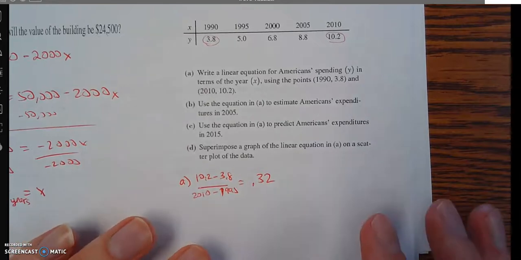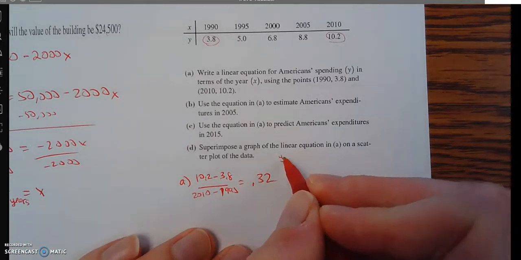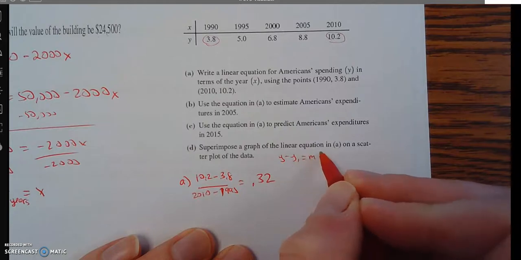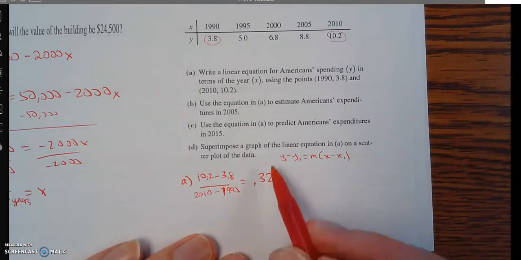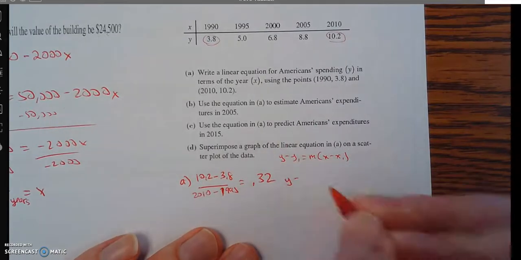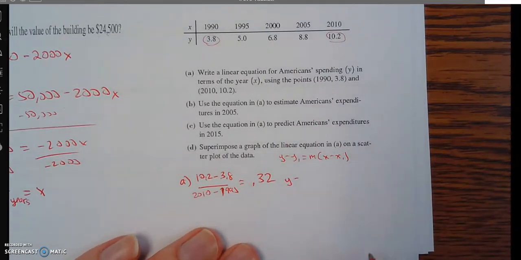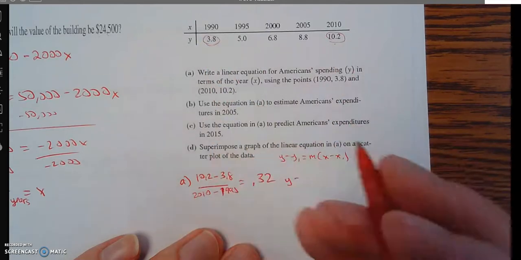And it's probably easiest here to use point slope form. You know, point slope, remember, is y minus y1 equals m times x minus x1. Because I have the slope and I have 2 points, it's going to be a lot easier to do it this way. So I'm going to go y minus, and just pick one of the y values. Okay, so either be 3.8 or 10.2. It doesn't matter. I'll just do 3.8.